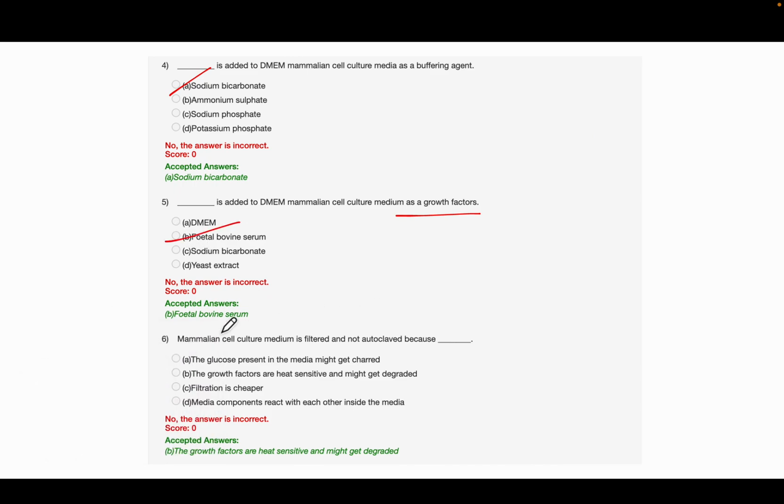Mammalian cell culture medium is filtered and not autoclaved because: the glucose present in the media might get charred; the growth factors are heat sensitive and might get degraded, which is true; filtration is cheaper, no; media components react with each other inside the media, no. So the answer is the growth factors which you use, like FBS. It has proteins, right? So proteins are heat sensitive and might get degraded. Autoclave means we have to heat at 120 degrees Celsius, and we can't afford to heat FBS at 120 degrees Celsius. That's why we do filtration.